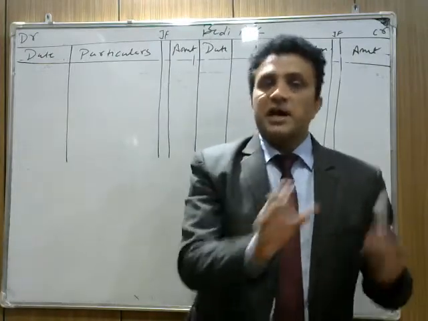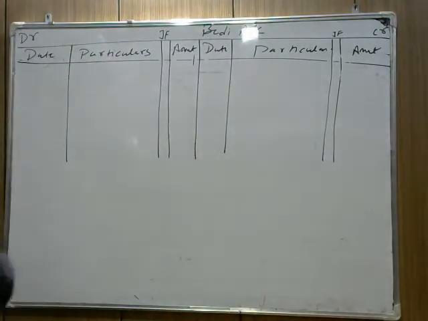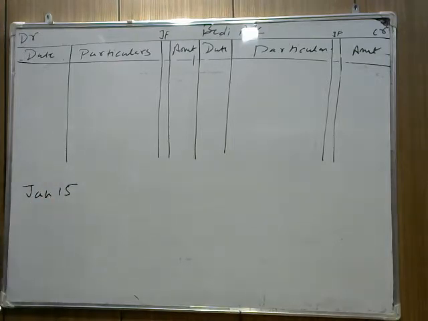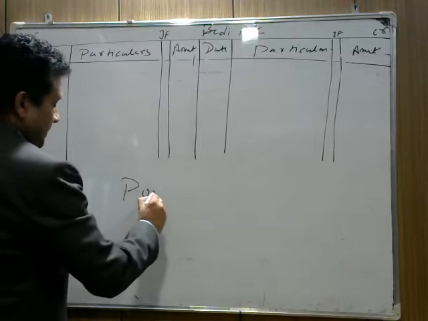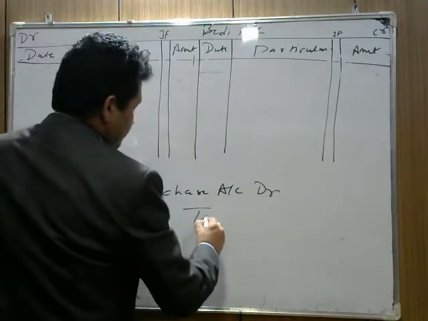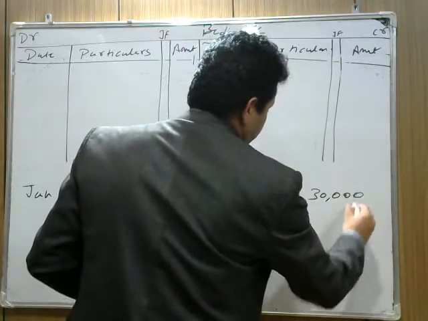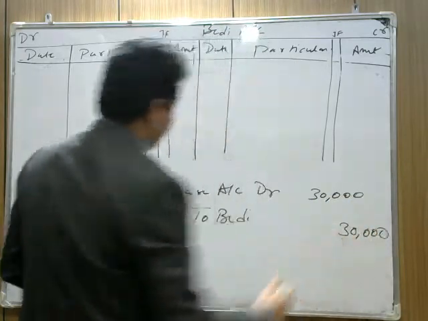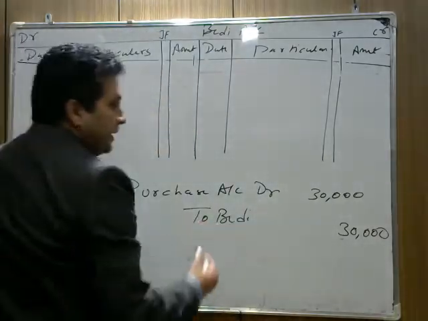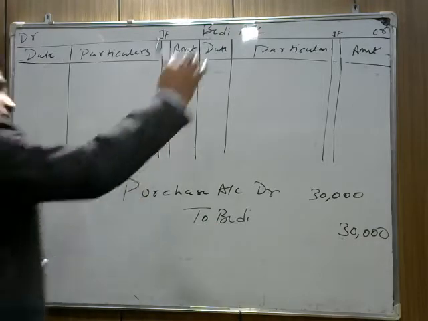Okay, now the first we are discussing the Bedi account. Now see the transaction जहाँ पर Bedi given है. The first, if you see the transaction, on Jan 15, it's mentioned that you purchased goods from Bedi on credit. The entry will be purchase account debit to Bedi account, and the goods we purchased from Bedi are of rupees 30,000. Now you say, हम कौन से account बना रहे हैं? Bedi. Okay, and we purchased goods from Bedi, so Bedi is a liability. Whenever liability increases, always credited.